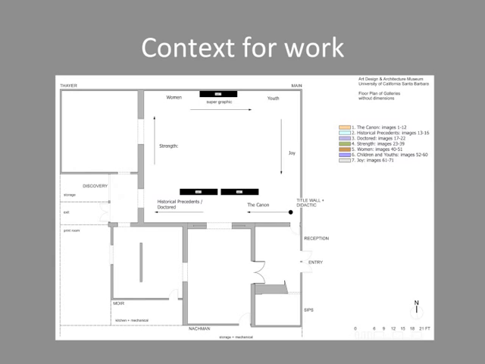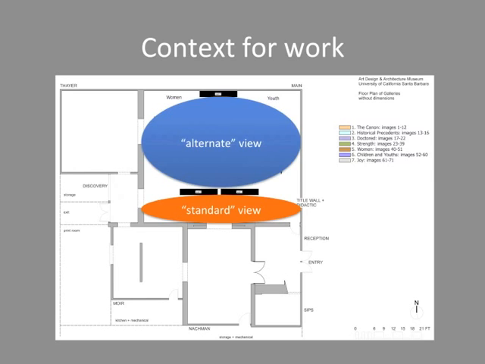Back in the museum, we spatialize the subject in our context. The entry sets up the standard view, which includes the canon, historical, and doctored photographs. Next, we set up the space for the alternative view of resistance under topics of strength, women, joy, and youth.